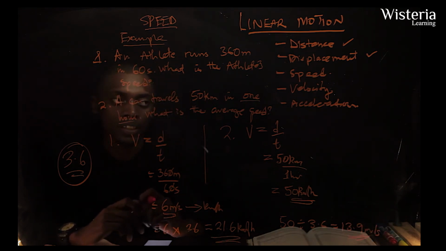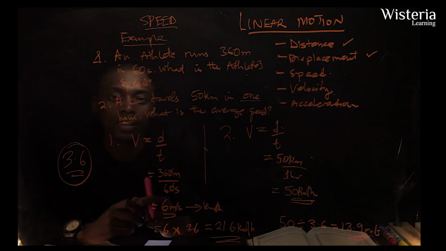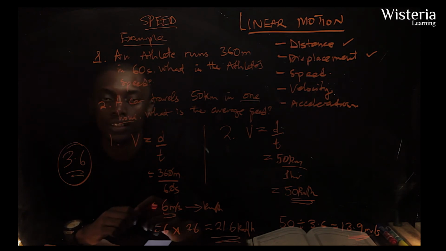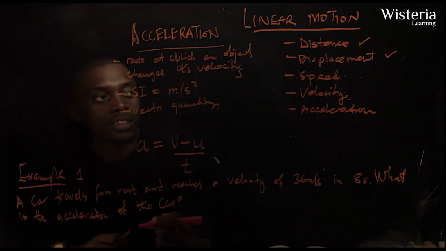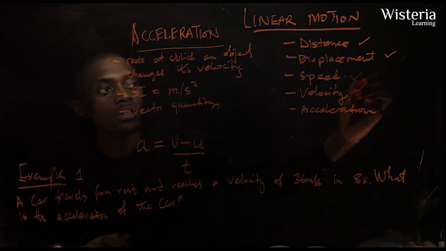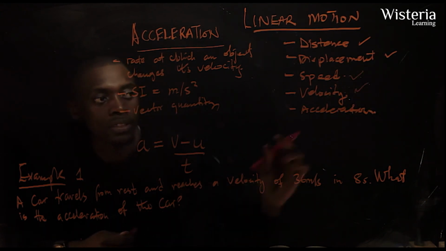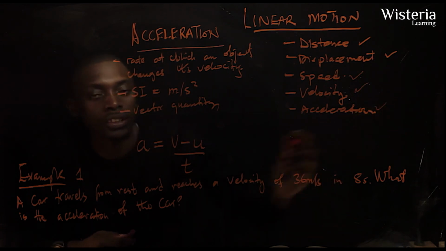So this is how we can calculate speed given a question. Mind the units and the conversions where possible. If you're asked to convert from one unit to the other, you need to know how to do that. So we have shown how to convert like that. So we now look at acceleration and then close our topic. We have looked at speed and velocity. We have differentiated them. Now we summarize by looking at the last term, which is acceleration.